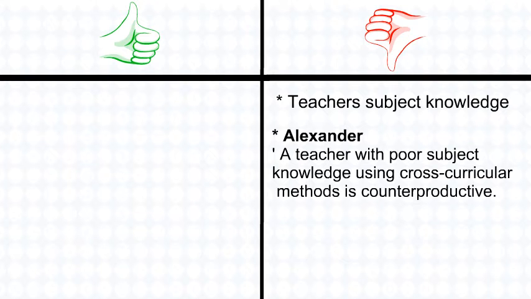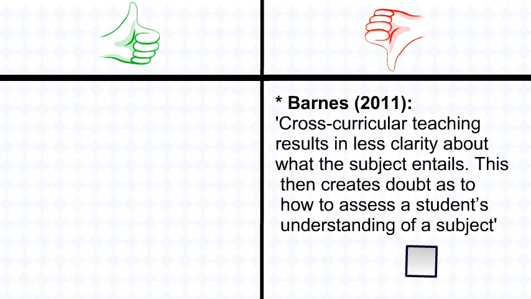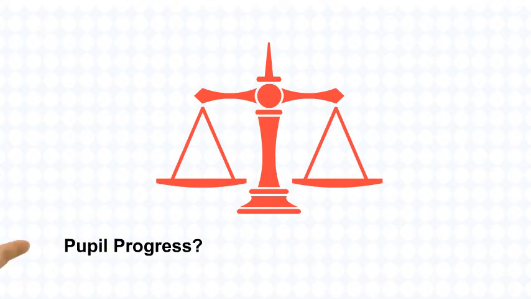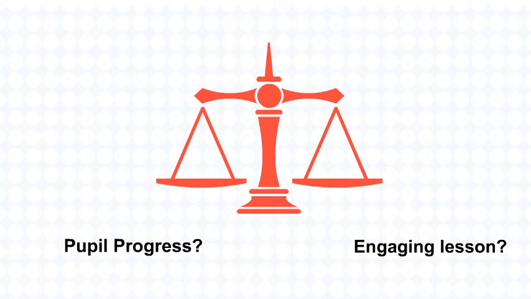A further argument in favour of discrete teaching comes from Barnes, 2011. He comments that cross-curricular teaching results in less clarity about what the subject entails. This then creates doubt as to how to assess a student's understanding of a subject. This is undeniably a central issue within the debate, as one of the most important roles a teacher plays is the ability to move a child forward with their understanding. We may therefore question if it is worth the risk of not being able to achieve this over the idea of creating a more engaging lesson.